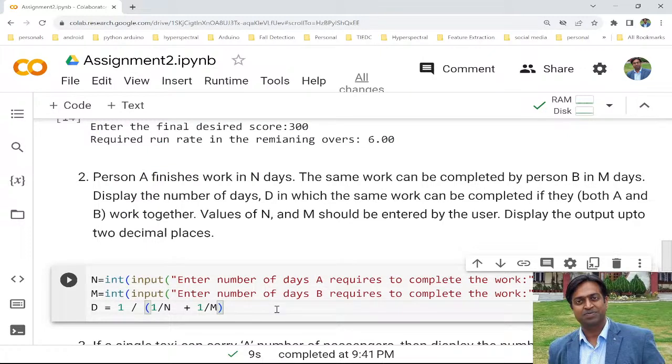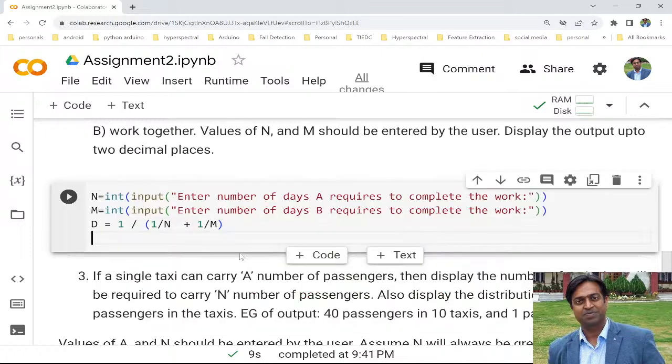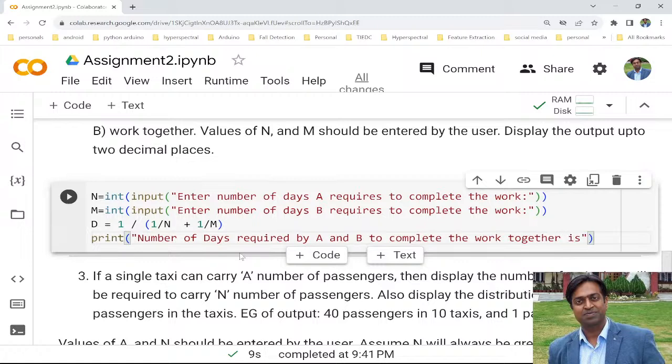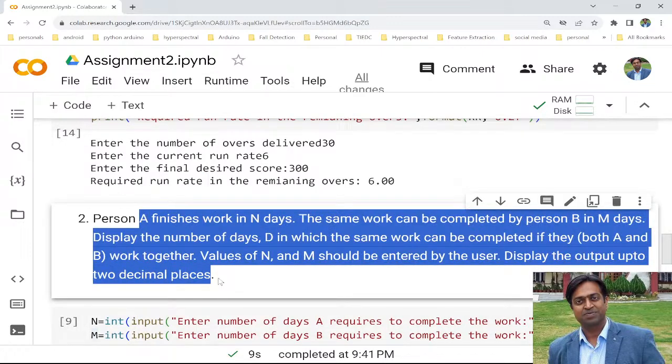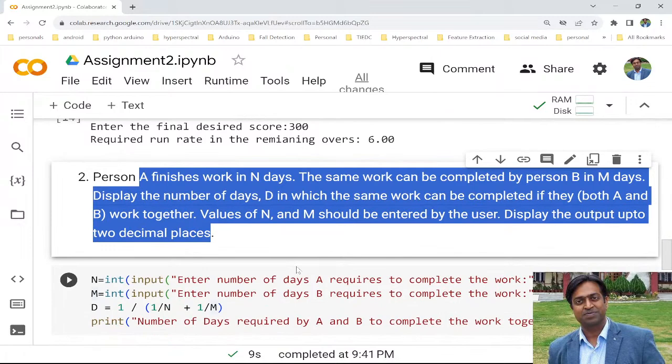Then D will be calculated, and after that we will display with print: number of days required by A and B to complete the work together is D. So this complete problem of getting how many days the work can be completed if both A and B are working together is simple.